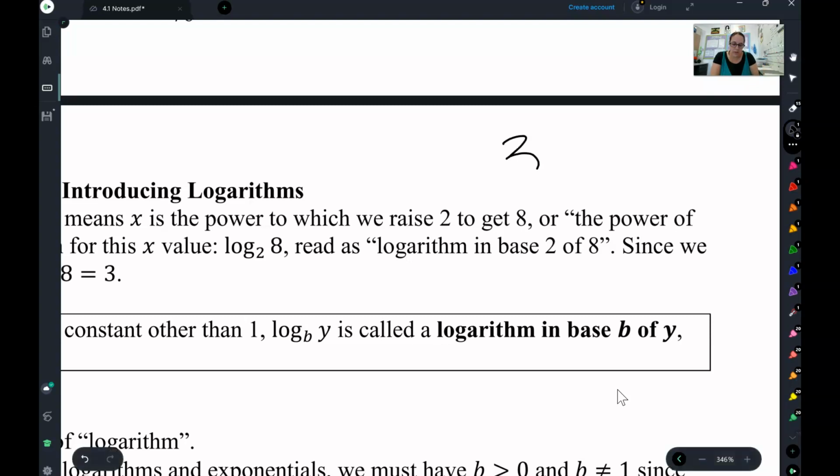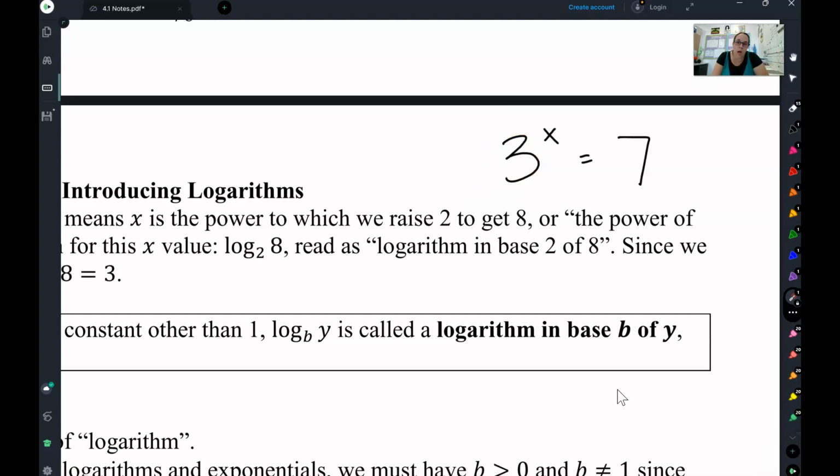So let's think of that with this equation. 3 to the x equals 7. Now, first thing you might try is our one-to-one property. But I can't change 7 to base 3. That doesn't work. So at this point, we're kind of stuck. There is no way to get rid of this 3 and get the x by itself. That is where logarithms come in.